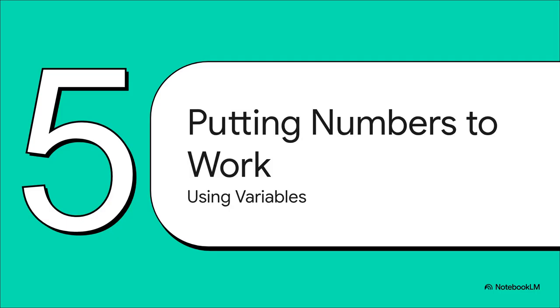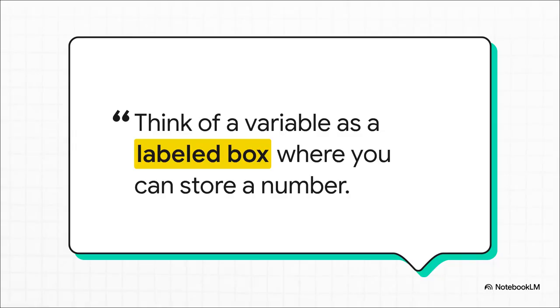Now, doing one-off calculations is great, but things get really powerful when we can save our results to use them again later. And for that, we use one of the most important concepts in all of programming, something called a variable. And honestly, this is the absolute best way to think about it. A variable isn't the number itself. It's more like a labeled box, a container that you can put a number inside. You give the box a name, and then you're free to change what's inside it whenever you want.